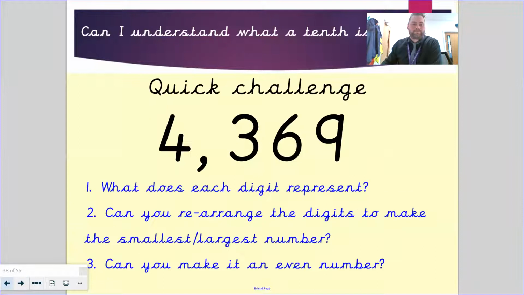So here is a quick challenge for you. What I would like you to do is have a look at these numbers and write down what each digit represents. So what does the 4 represent? What does the 3 represent? What does the 6? What does the 9 represent? Then I want you to try and rearrange the digits to make the smallest and largest number. And then can you make it an even number? Okay, so can you use all these digits and make an even number? Off you go, a couple of minutes, pause the video. Good luck.